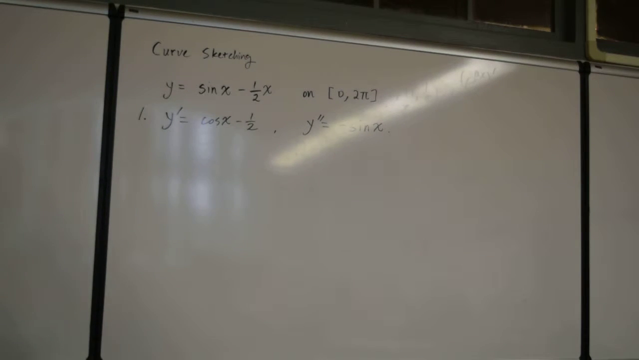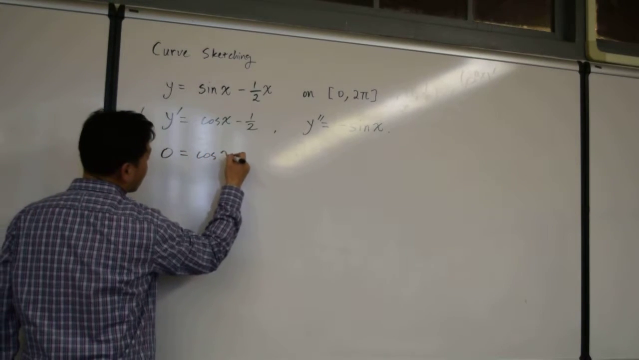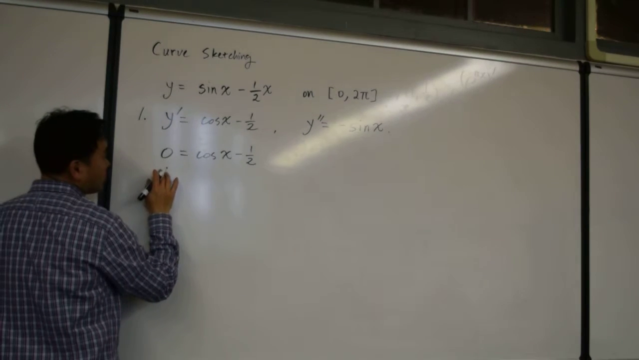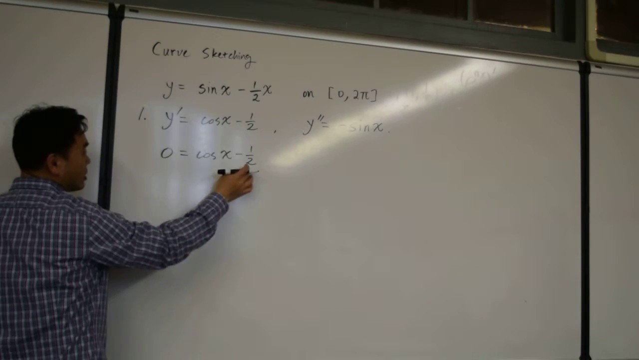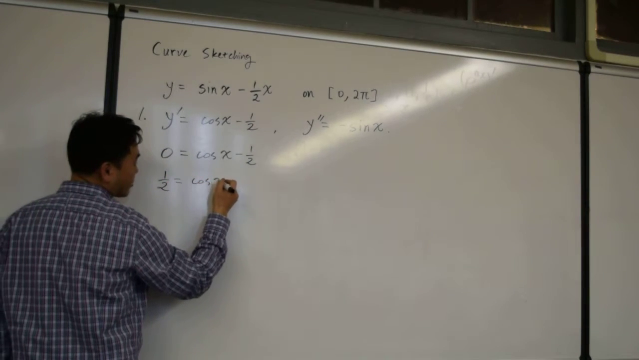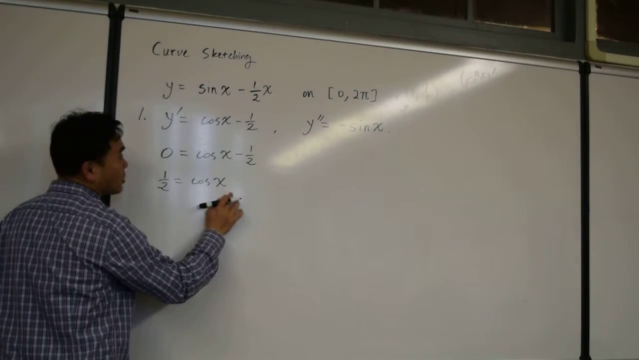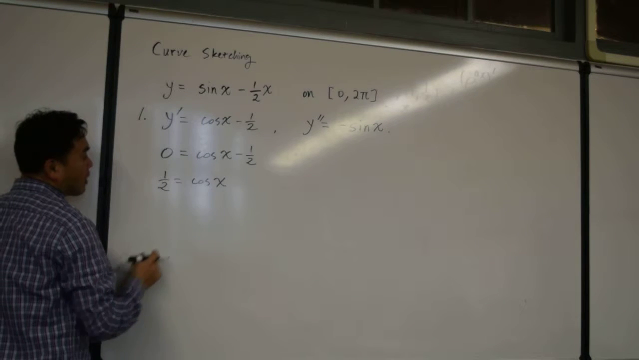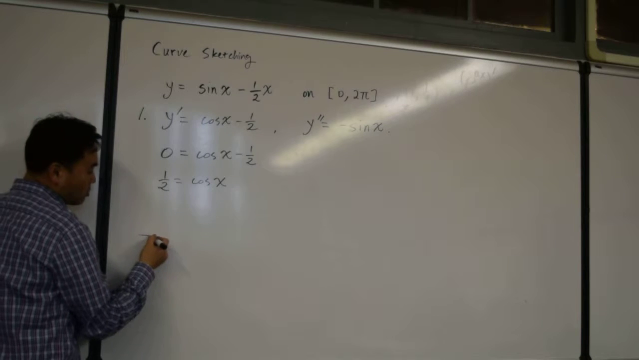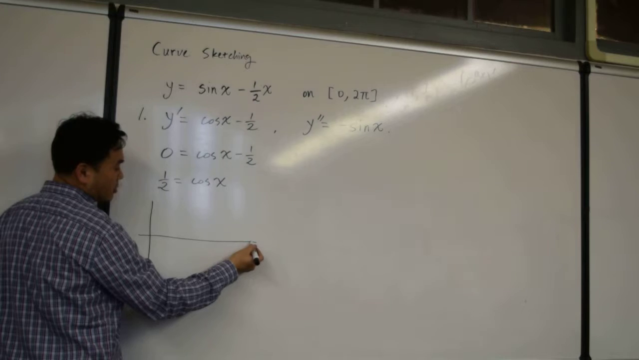To find where this is equal to 0, we need to solve this trigonometric equation. Negative 1/2 can be moved over here, and you get 1/2 equal to cosine of x. So basically, you're trying to find the x values where the value of the cosine is exactly equal to 1/2. Now, to do that, you need to remember the graph of the cosine.